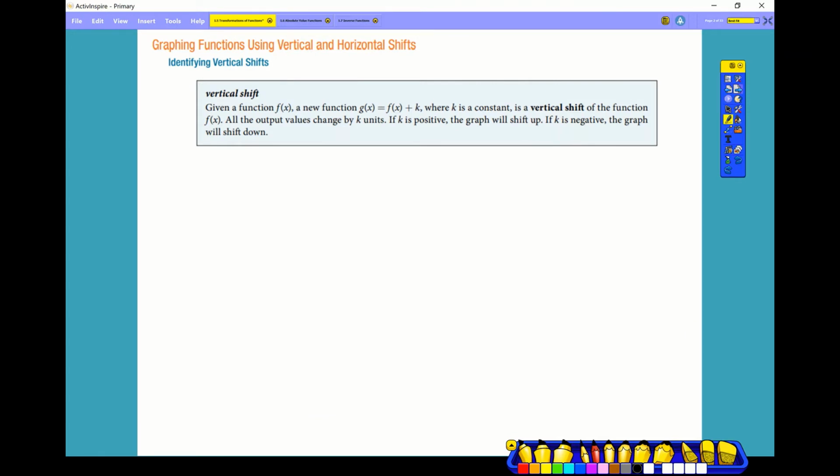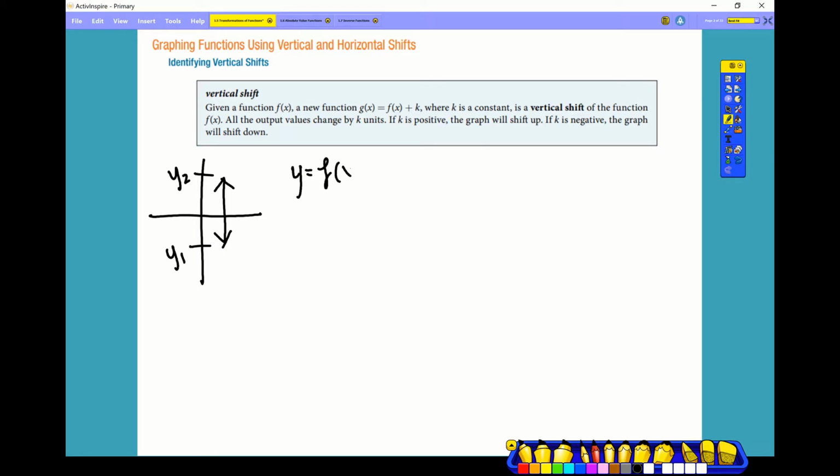Identifying vertical shifts. That's going to be up and down, and that's the first one we're going to investigate. So we have a graph. Anything vertical would be along the y's. So if this was y1, this is now y2, or vice versa. If we're moving this up and down, we're changing the y value.